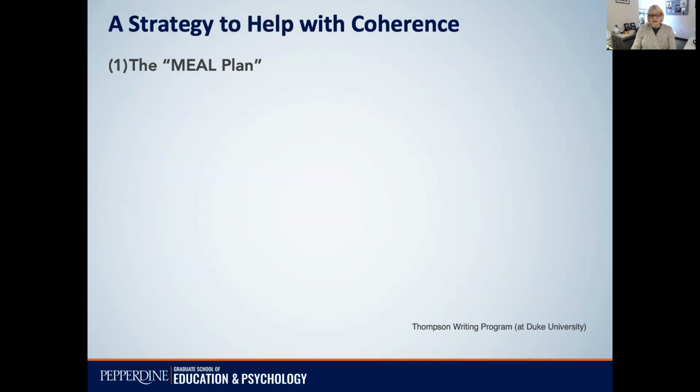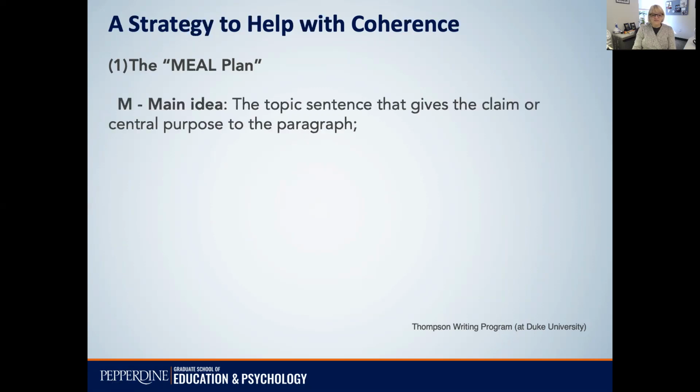So here is a strategy to help with coherence to make sure your paragraphs are coming across as clearly and unified as possible. In writing support, we like to talk about the MEAL plan, an acronym introduced by the Thompson Writing Program at Duke University. This basically goes like this.